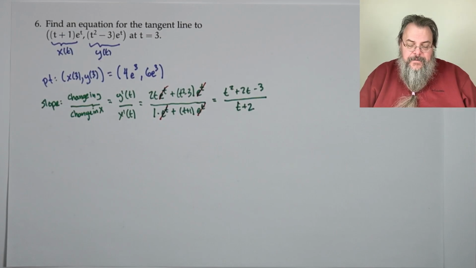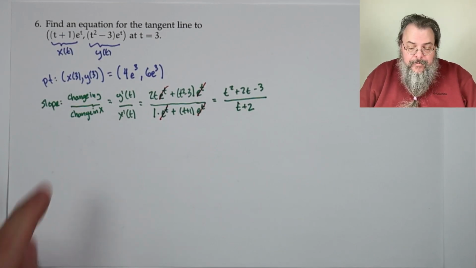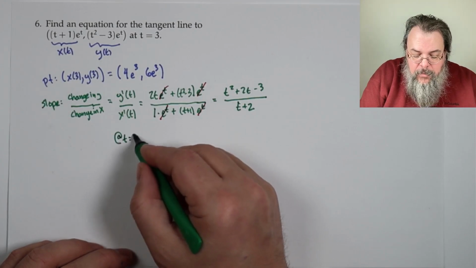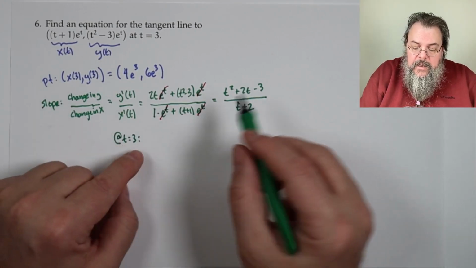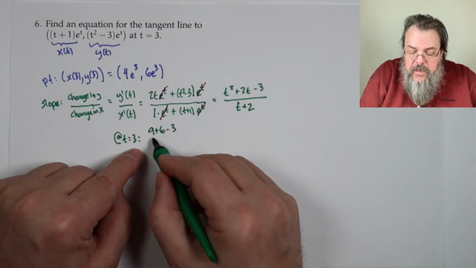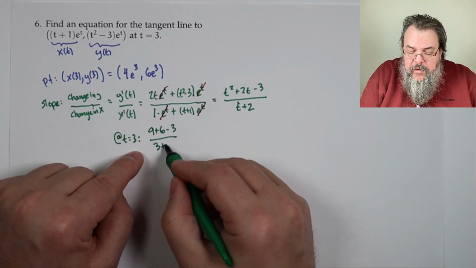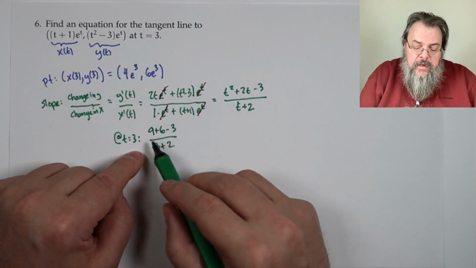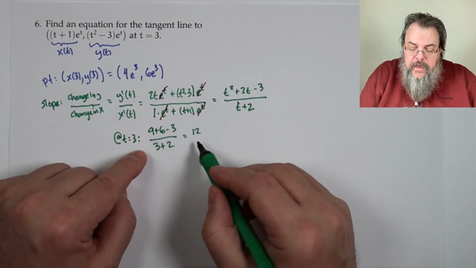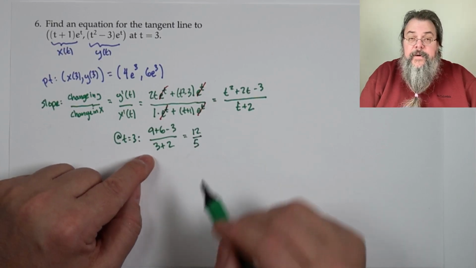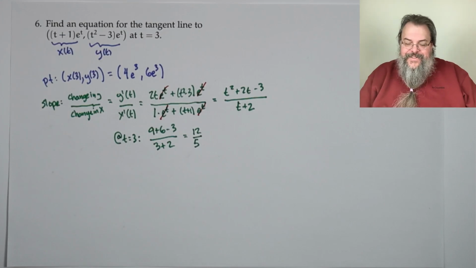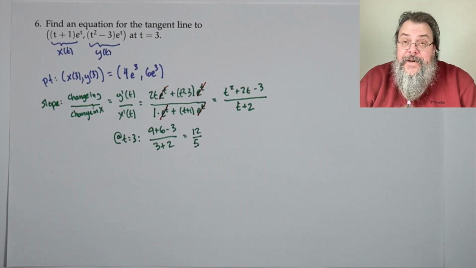So here we go. What do we plug in? T equals 3. So at t equals 3, what happens? Well, we're going to get 9 plus 6 minus 3 over 3 plus 2. 9 plus 6 minus 3 is a number. Let's just call it 12. And 3 plus 2 is also a number. Let's call it 5. 12 fifths. Oh, 12 fifths. I think that's how it's usually pronounced. All right, good. Now we got our slope.